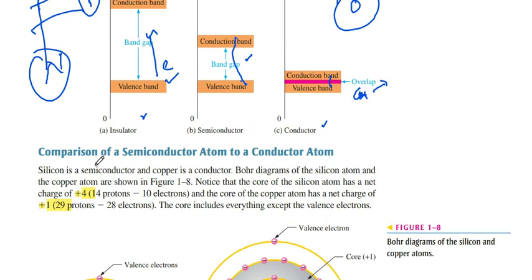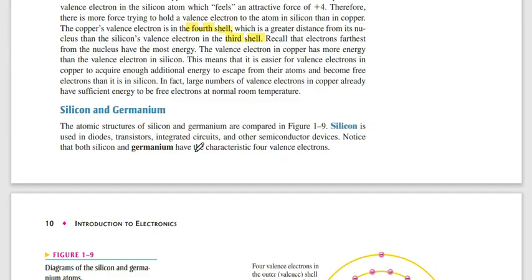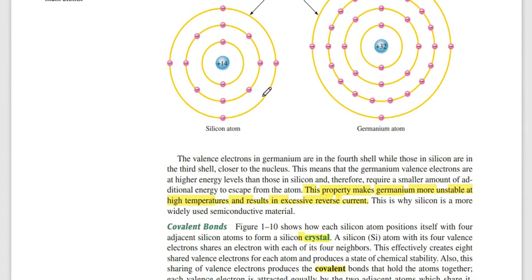Comparison. There is a comparison of semiconductor materials and conductor materials. Next point is silicon and germanium. Compared, the silicon atom has a third valence shell while germanium has a fourth valence shell. For the third shell, a greater amount of energy is required as compared to the fourth. The fourth requires less energy to remove its electron from the outermost shell.